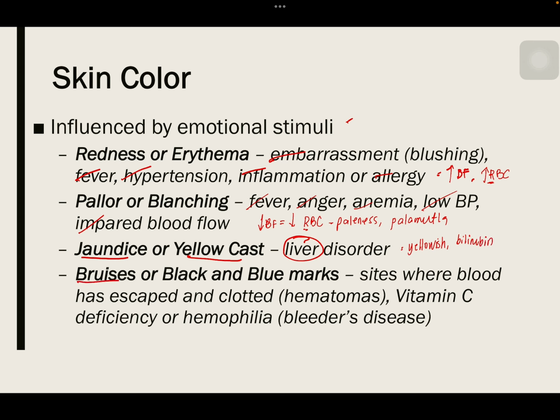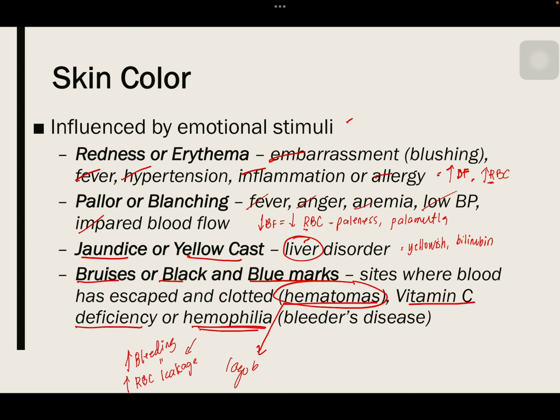Next, you have your bruises, your blackening, or your blue marks, which could be indicative of sites where blood has escaped or clotted, or your hematoma. In our term, lagob. It could be because of vitamin C deficiency or hemophilia. Because if you are hemophilic, you would have increased bleeding. Mas dasig ka mag-bleed. If you have increased bleeding, there would also be increased RBC leakage. So if there is RBC leakage, you would form hematoma. Malagob-lagob ka. So that is why you will have the blackening or the bluish marks or the bruises in your arm.